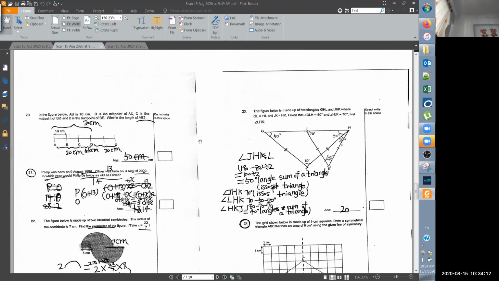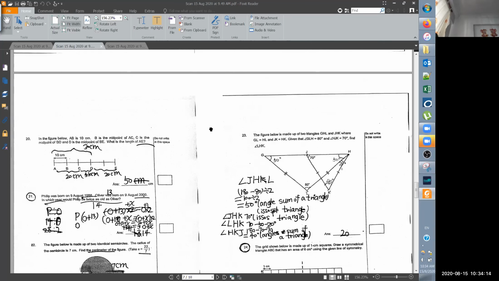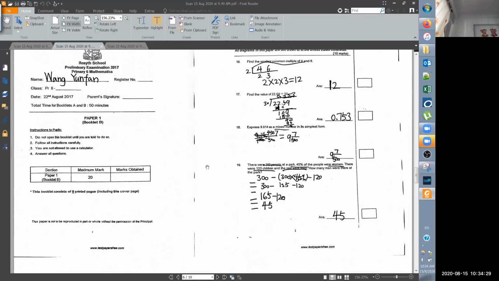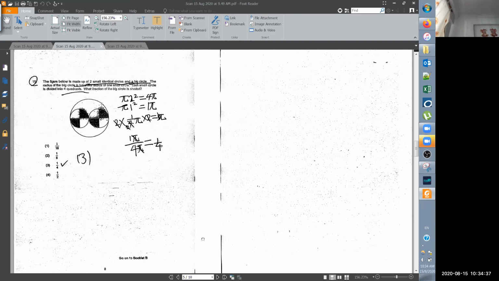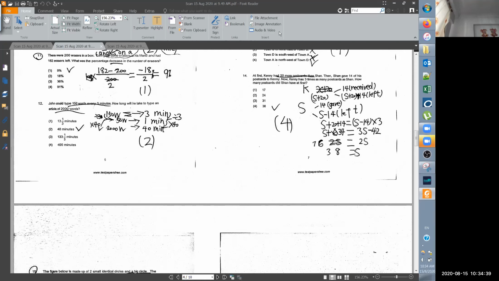Then of course, answer the question. So over here, in which year? They ask you which year, not how old, so please answer the question. Then the common factor, common multiple, so use the method I taught you, okay? Okay, good, so let's move on.